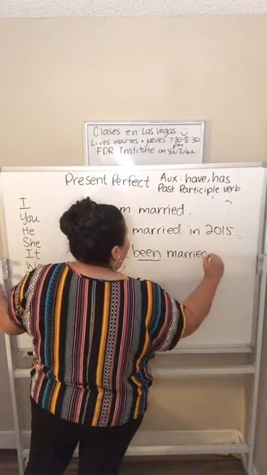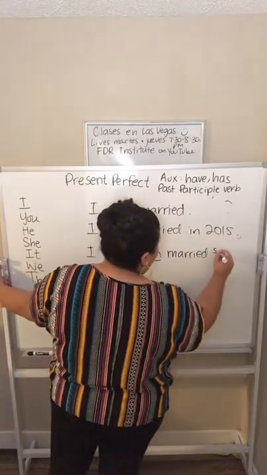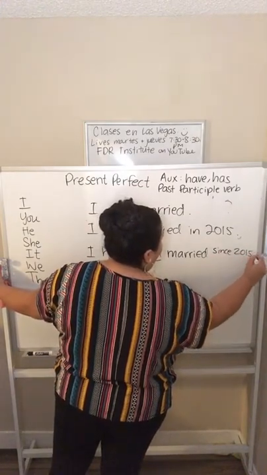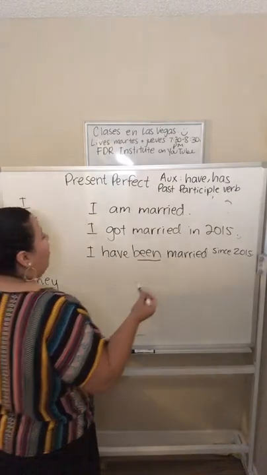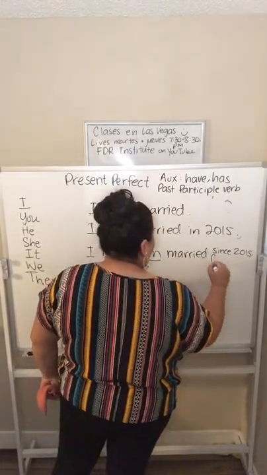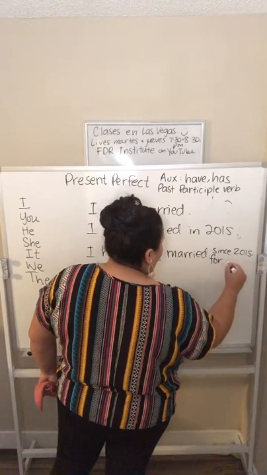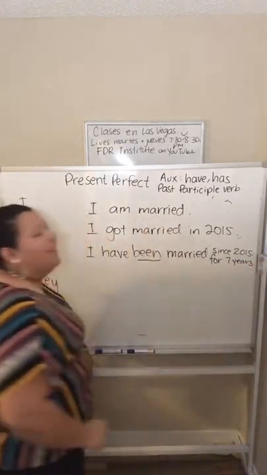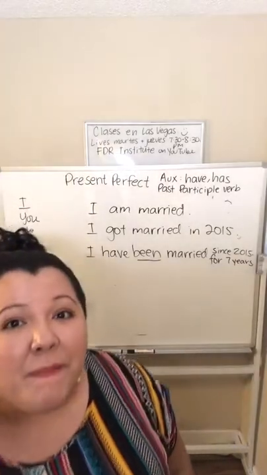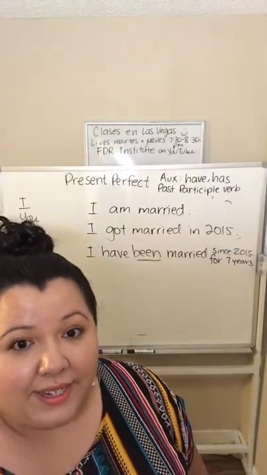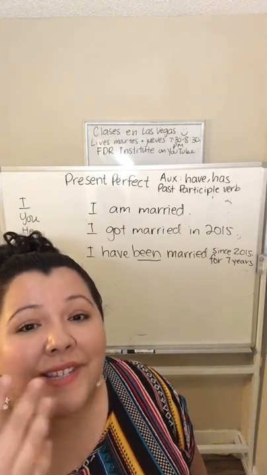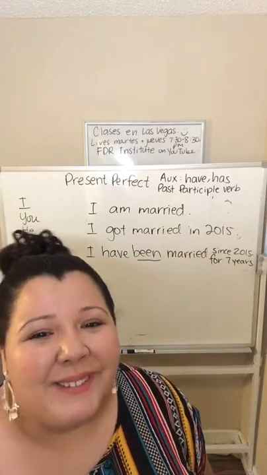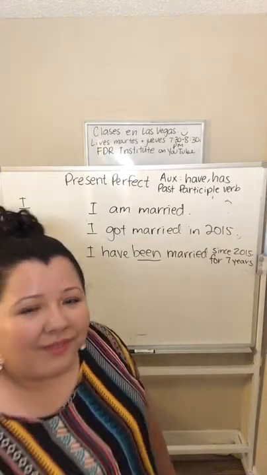Aquí puedo decir desde, que es since 2015. Since 2015. Or I can say for, que es por y la duración, ¿no? For 7 years. No me va a caber el número escrito, así que, there we go. For 7 years. So I have been married since 2015. I have been married for 7 years. Birthday. Cumpleaños es birthday.